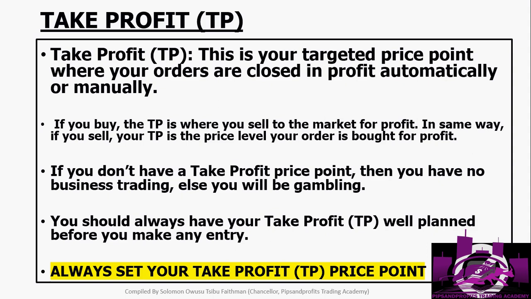Okay, so what is take profit? We said that take profit is your targeted price point where your orders are closed in profit automatically or manually. So if you buy, the TP is where you sell to the market for profit. In the same way, if you sell, your TP is the price level where your order is bought back for profit. These are technical terms I explained to you yesterday.